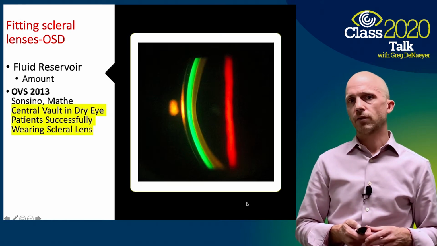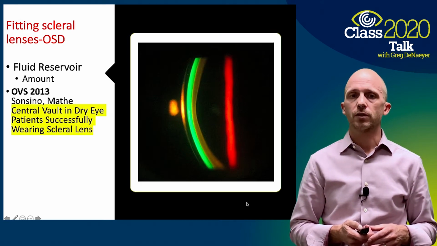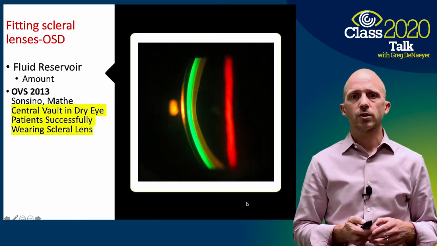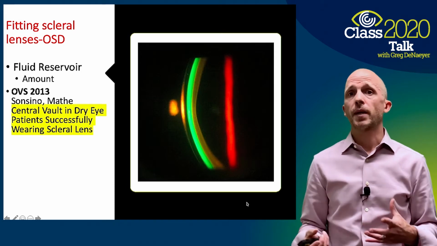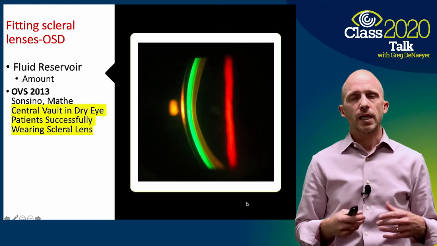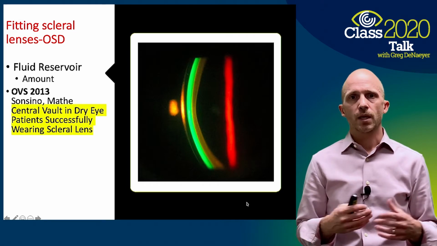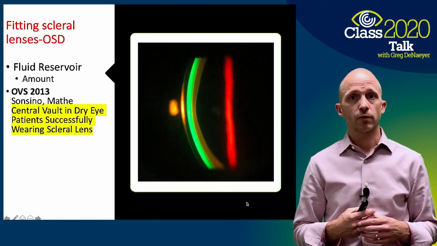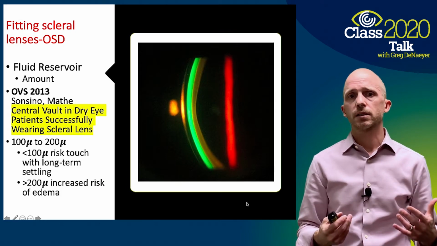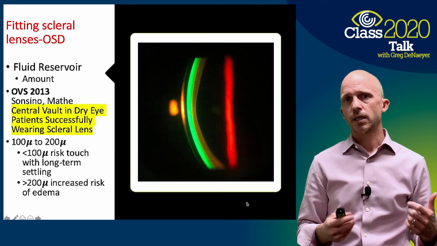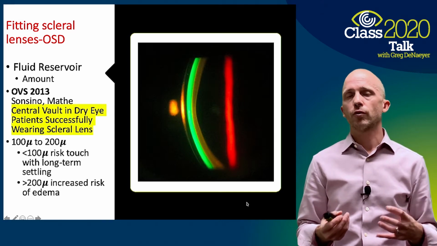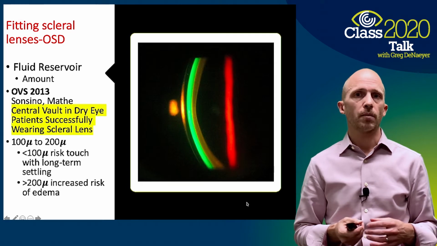But interestingly enough, there was a paper published in Optometry and Vision Science by Sansino and Matthey, and what they showed was that successful patients, ocular surface disease, dry patients using scleral lenses, they were successful independent of the fluid reservoir volume. And so I think in my practice, I try to maintain this sort of normal set value for all my patients, which is a fluid reservoir of between 100 to 200 microns.